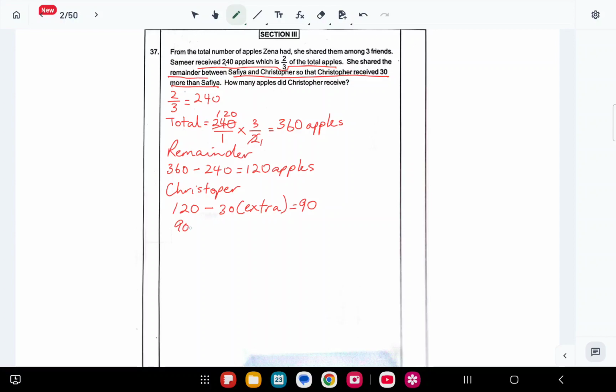This 90 apples, we share that between 2 people. So each received 45. We know Christopher now, he received 45 plus the extra 30 that we put aside. So Christopher received 75 apples.